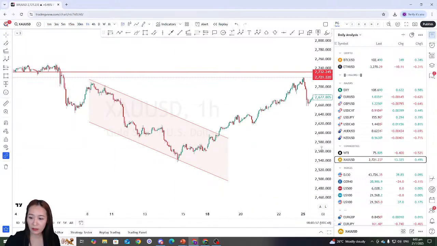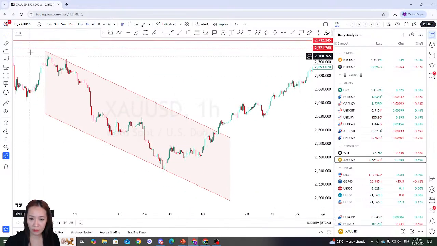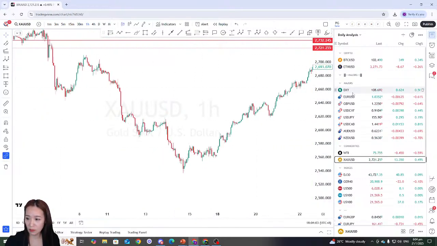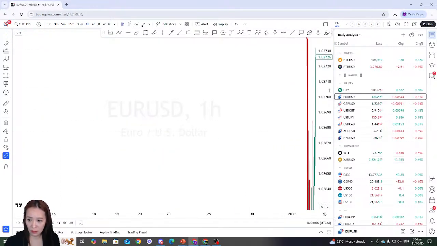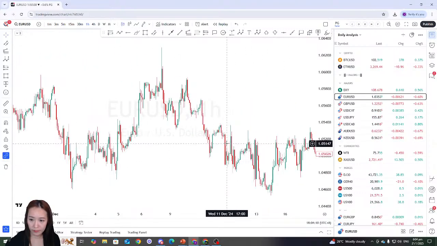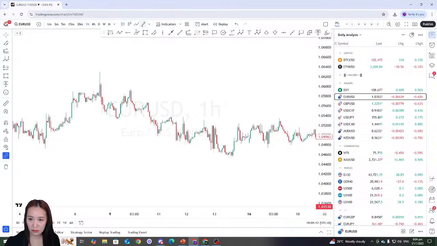Over here you want to identify that price still, I think this is not very nice. I'm not going to draw this one. Let me look for another pair. Maybe this.